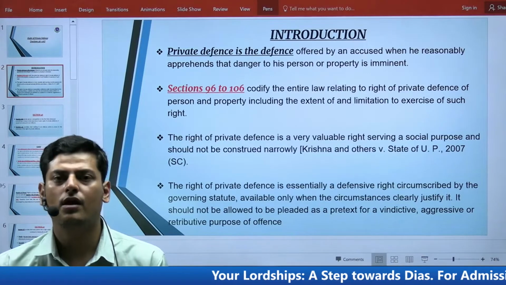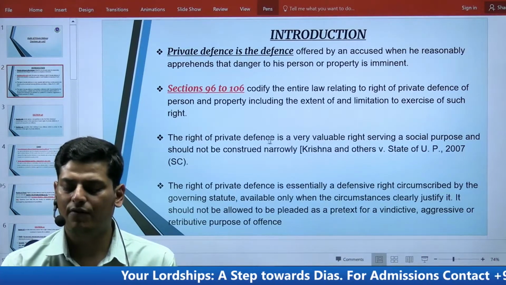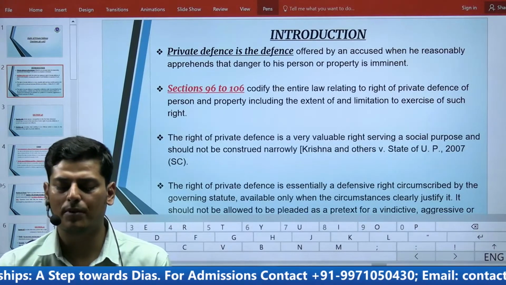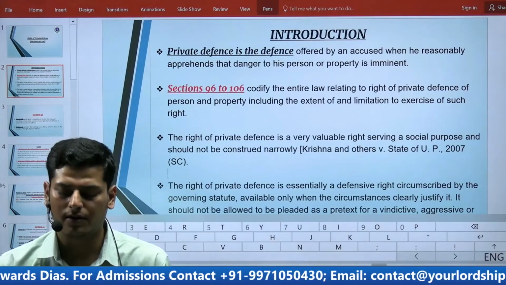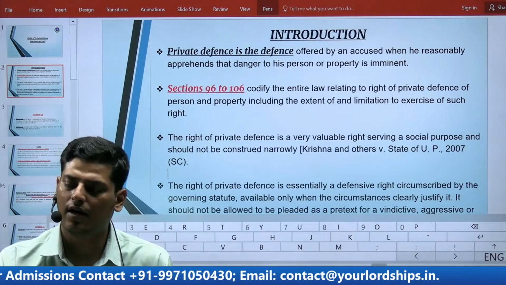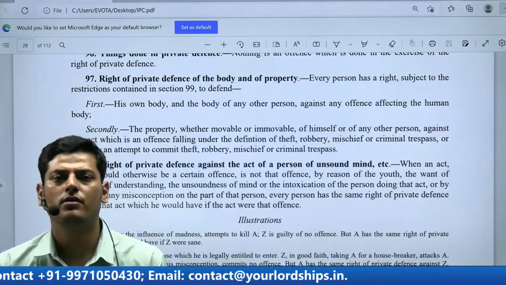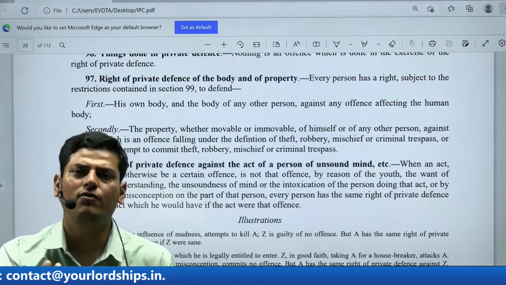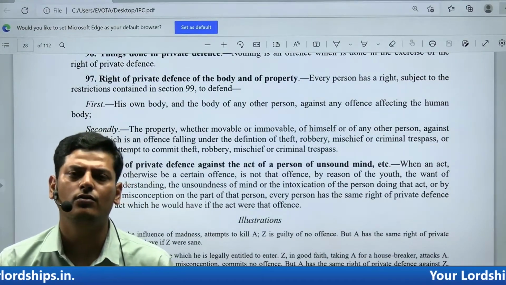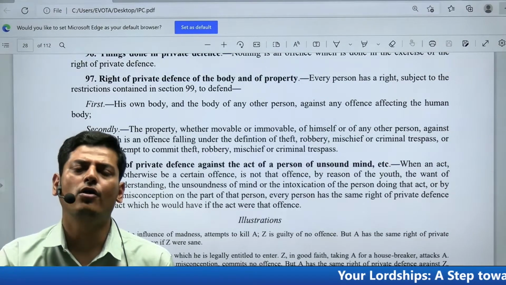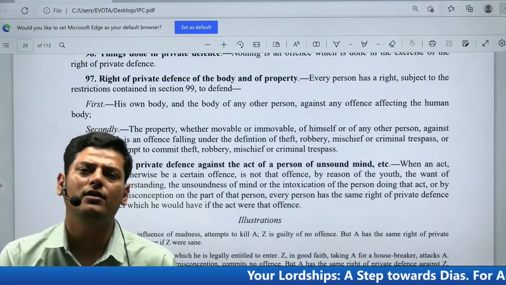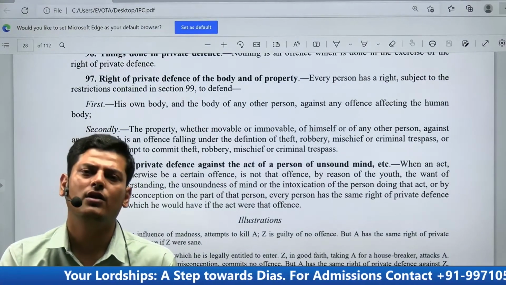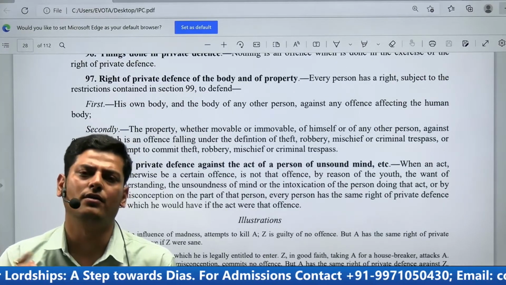Krishna and others versus the State of UP: the right of private defense is a very valuable right serving a social purpose and should not be construed narrowly. Obviously, the state is there, but the state cannot protect you at all times. Where an apprehension of danger or of an offense is there against you, it is impossible for the state to avert that apprehension or the commission of the offense. So generally it's that expediency for which the right of private defense is given to every person.